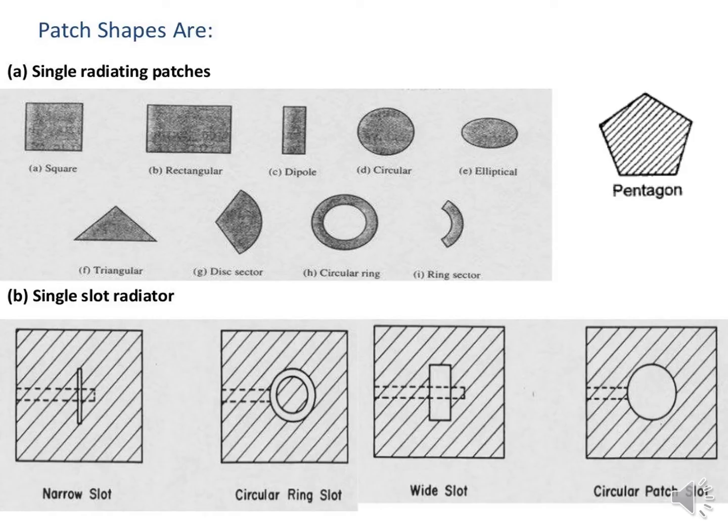Patch shapes are single patch radiating shapes, as well as single slot radiators: square, rectangular, dipole, circular, elliptical, triangular, disc sector, circular ring, or ring sector. It can also have a shape like a pentagon, whereas single slot radiators come in different types like narrow slot, circular ring slot, wide slot, and circular patch slot.